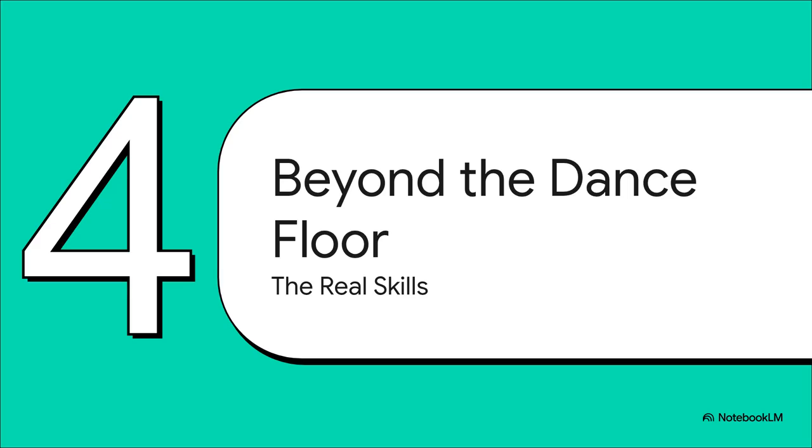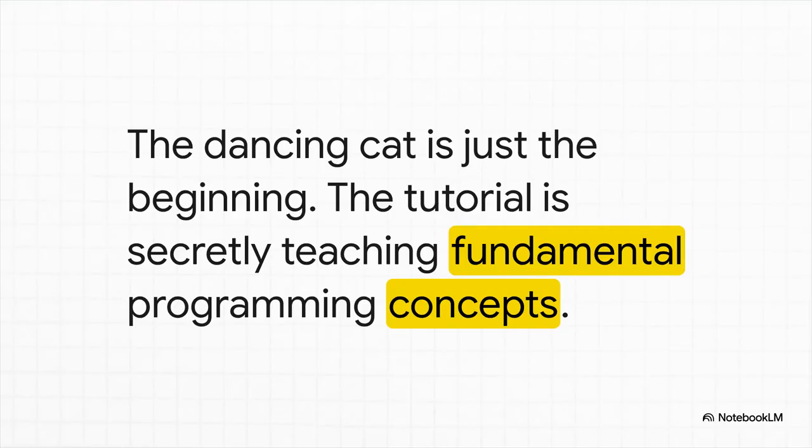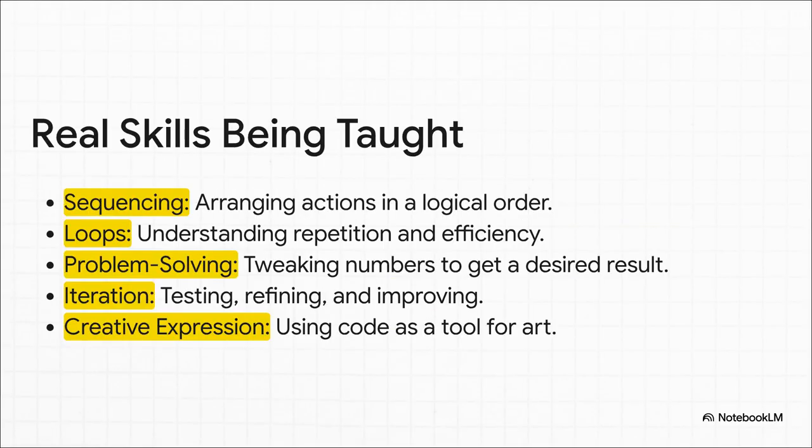All right, let's pull back for a second. We've seen how to make a cat dance, which is awesome, but what's really going on underneath it all? Well, this last section is all about what happens beyond the dance floor. Because, and you've probably figured this out by now, this was never really just about a dancing cat. The cat, that's just the Trojan horse. See, this is where the real learning sneaks in, almost like it's in stealth mode.